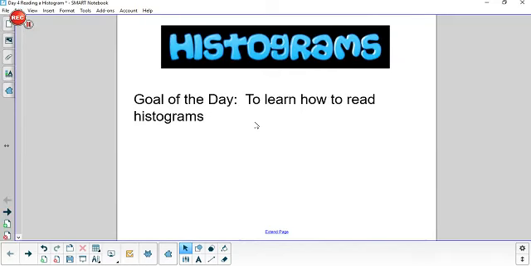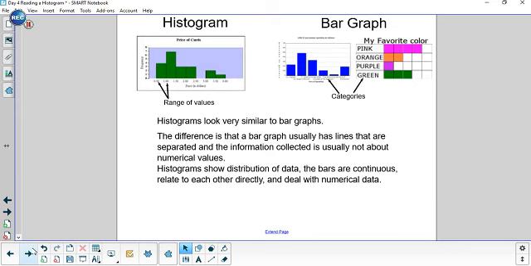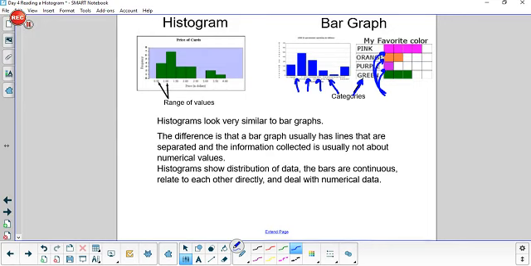In this lesson, we are going to learn how to read histograms. A histogram and a bar graph look fairly similar, but there is a difference and a purpose for each of them. A bar graph usually has lines that are separated, and the information collected is usually not about numerical values. For example, they're more like categories, years that something happened, favorite colors, that sort of thing. Sometimes there are spaces between each bar, sometimes there aren't, but it's not really about numbers.